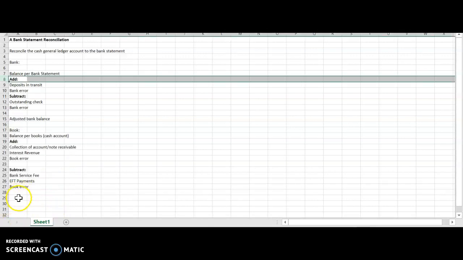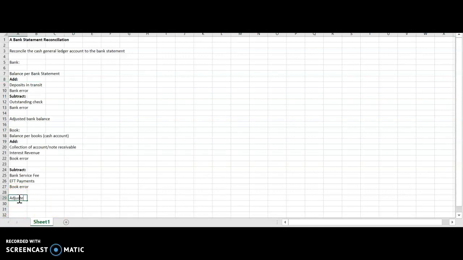Alright, and then you're going to go down here and you're going to put an adjusted book balance. Now, if this number and this number are the same, you will reconcile. And if these numbers are not the same, you will continue to look for discrepancies between book and bank until you finally have found everything and you're in balance. From there, you're going to make journal entries. You will need to update your records to show everything that happened down here on the book side.